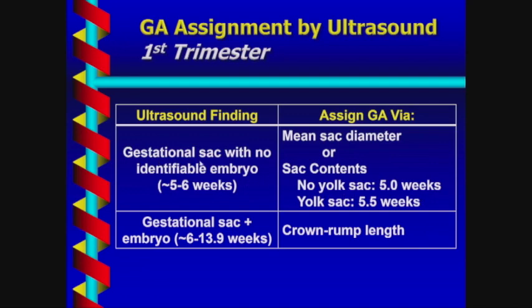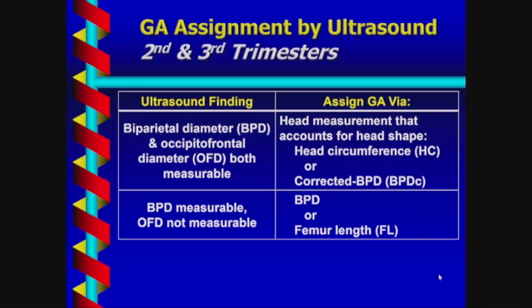If we see a gestational sac with no identifiable embryo, but we do see a yolk sac, our best estimate is 5.5 weeks. Once you see the embryo for the rest of the first trimester, the crown rump length is the best method for assigning gestational age. And the assignment of gestational age in the first trimester is very accurate, to within about 3 to 5 days, plus or minus, which is very, very accurate.